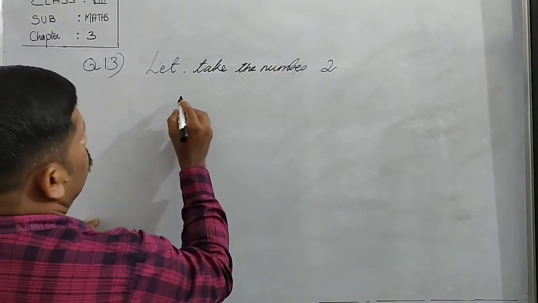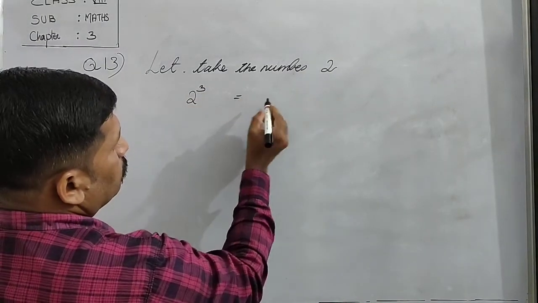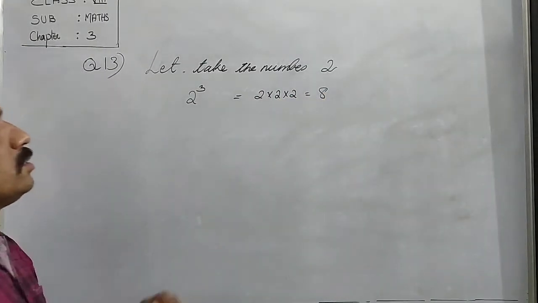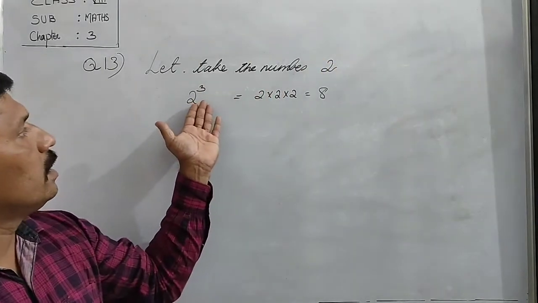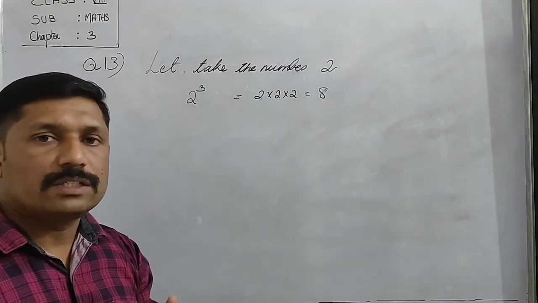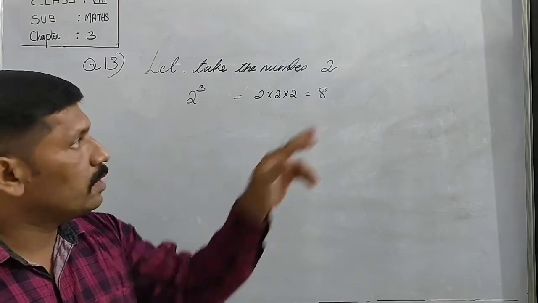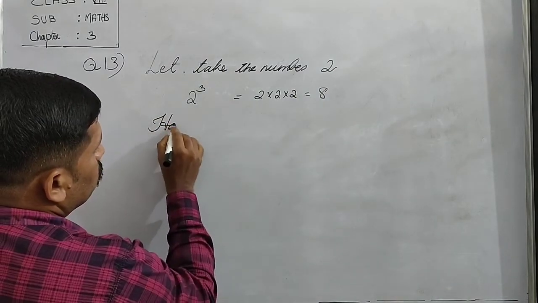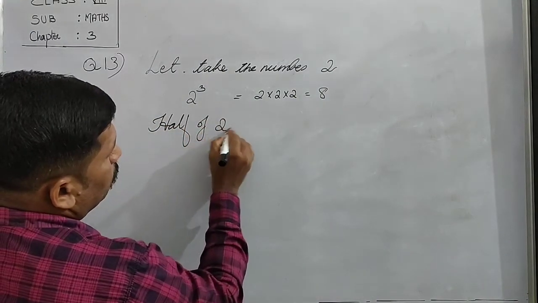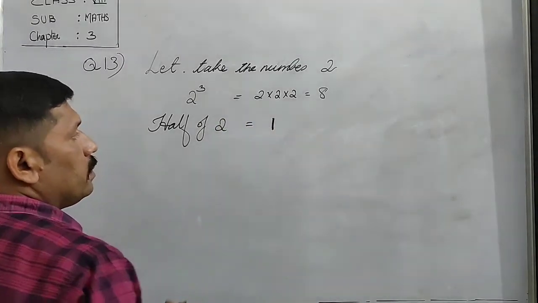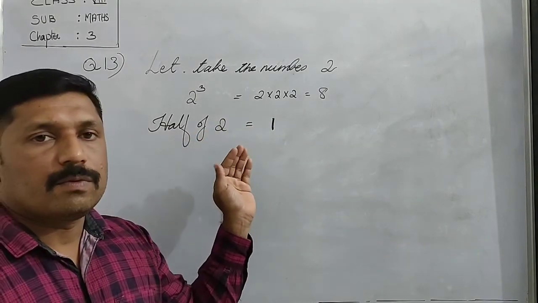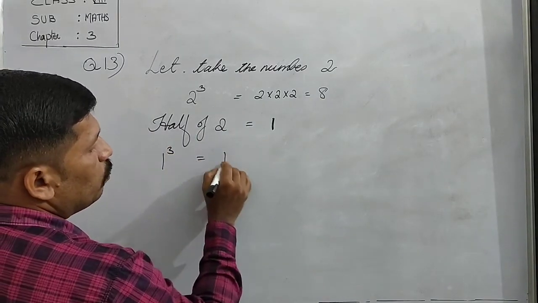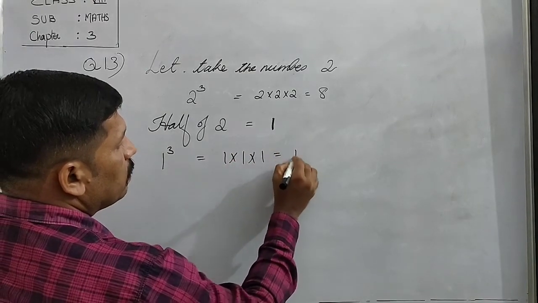Then take the cube of 2. 2 cube is equal to 2 into 2 into 2, that is equal to 8. So I have chosen the number 2 and taken its cube, that is 8. Now what is told in the question? If this number is halved, half of 2 is equal to 1. Then if the number became half, what happens to its cube? So I take 1 cube. 1 cube is equal to 1 into 1 into 1, that is equal to 1.